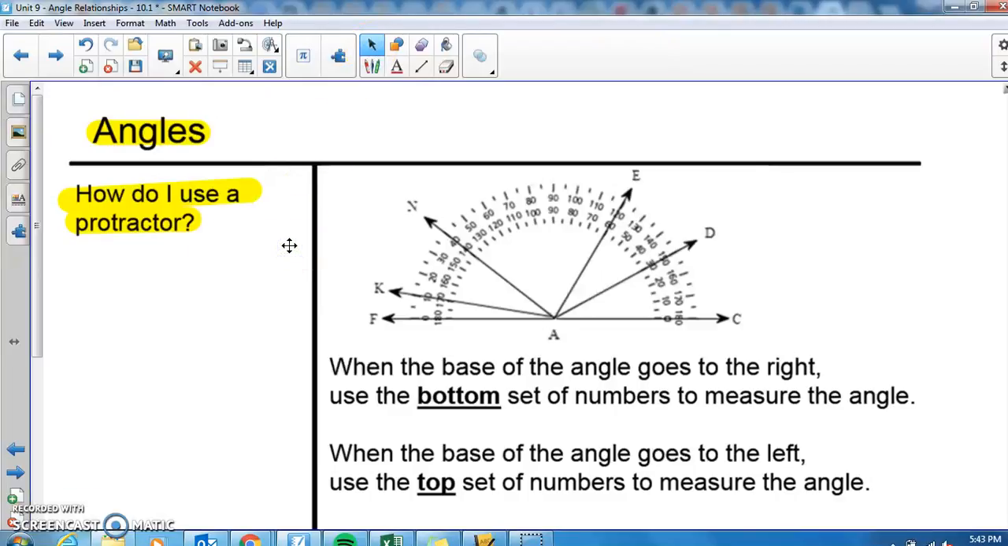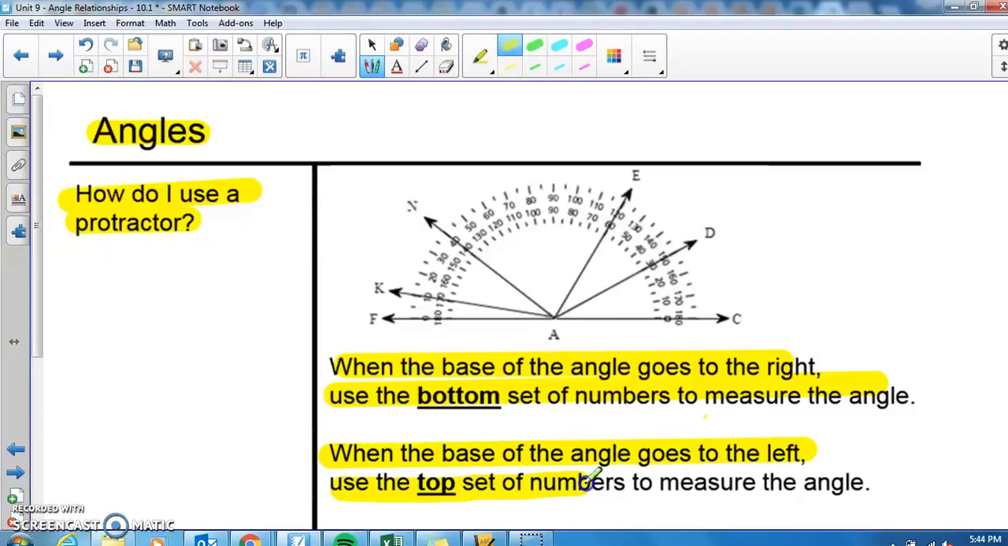A protractor measures angles. All right, what I want you to pay attention to is you see here going along from letter F to A all the way across to letter C. We're going to refer to that as the base of an angle, or the base of possibly the protractor. When the base of the angle goes to the right, this is going to be important as you start to measure angles, we're going to use the bottom set of numbers to measure the angle. When the base of the angle goes to the left, we're going to use the top set of numbers to measure the angle. So if you'll take just a minute, copy that information down.